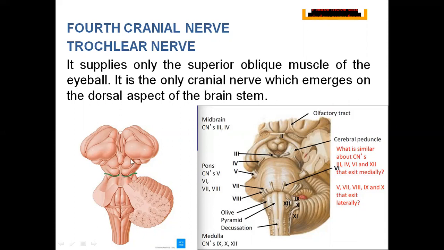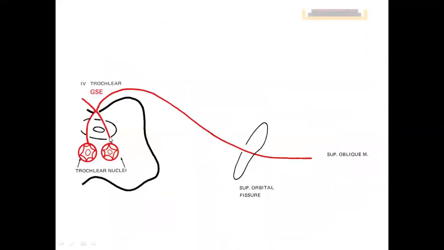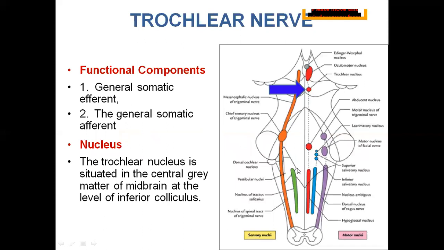It is the only cranial nerve which is emerging from the backside of the brainstem. All the cranial nerves will emerge from the anterior aspect of the brainstem, whereas this is the only cranial nerve which is coming from the posterior aspect of the brainstem. So now this is the transverse section of the midbrain where you are finding the trochlear nerve nuclei, and you can see this nerve is coming out and it is passing through the superior orbital fissure to supply the superior oblique. So this trochlear nerve is seen at the level of the inferior colliculus of the midbrain.